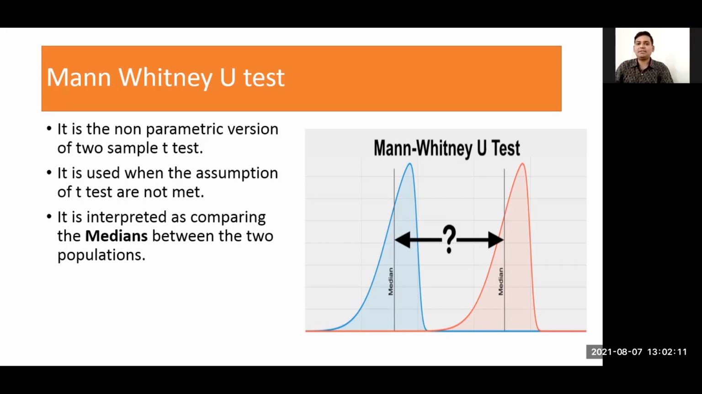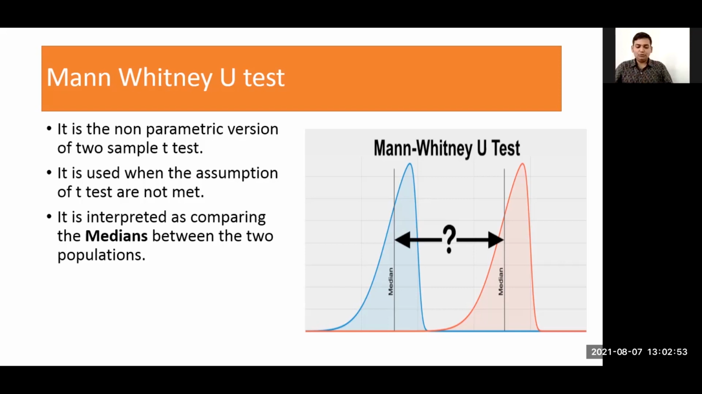And that is why it is said to be the non-parametric version of the two sample t-test, and it is used when the assumptions of the t-test are not met. One assumption for the t-test is that the data should prove the normality. The t-test is interpreted as comparing the means between two populations. Here you are comparing the medians of two populations. In parametric, we were comparing means of two populations. In the non-parametric Mann-Whitney U-test, which is the substitute of the independent sample t-test, we need to compare median instead of mean. So your hypothesis should consist of the median rather than the mean.